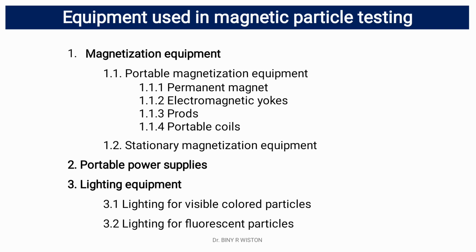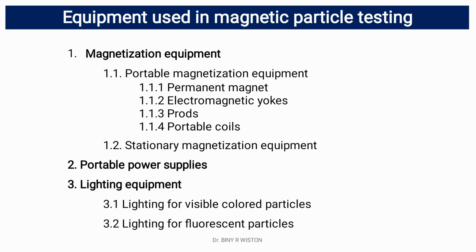Then talking about the lighting equipment, magnetic particle inspection is basically a visual inspection method after magnetizing and applying metal powder. Therefore, sufficient lighting is important to identify the defect. The lighting equipment requirements are lighting for visible colored particles and lighting for fluorescent particles.